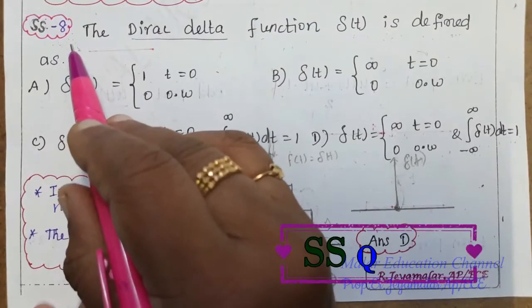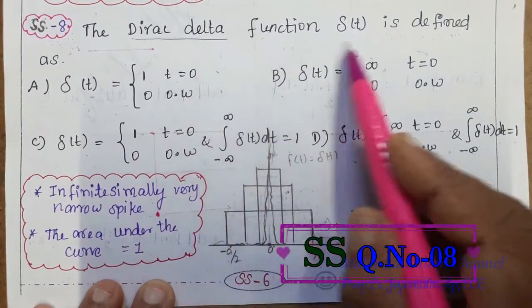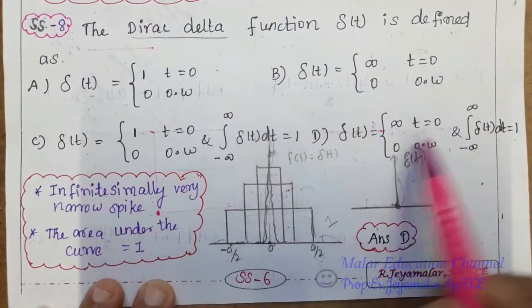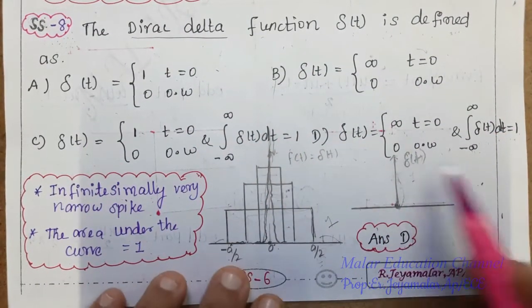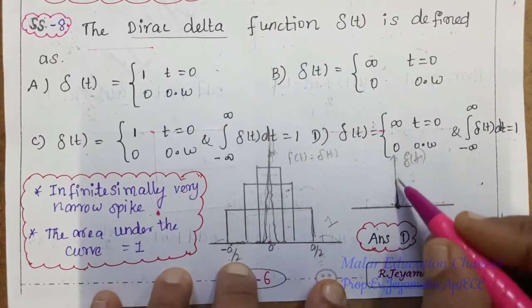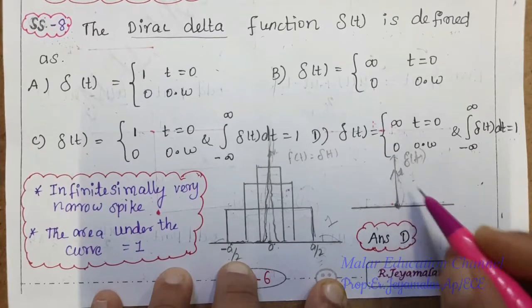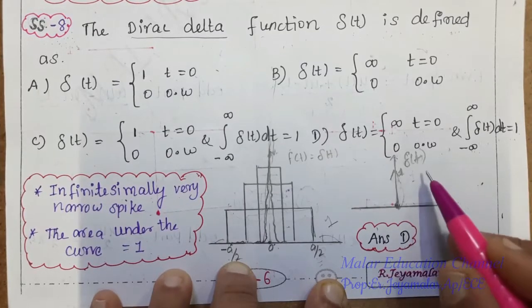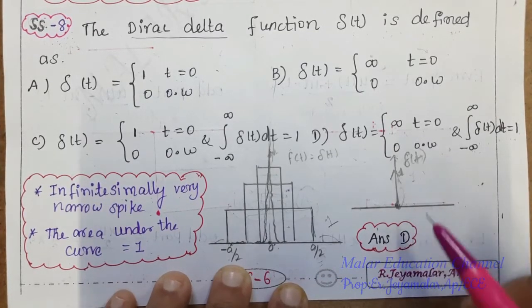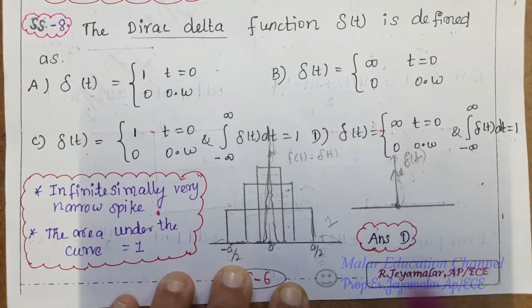Signals and systems, question number 8. The Dirac delta function del of t is defined, and 4 options are given. Let me check one by one. We know the delta function is the unit. Its value is unit at 0, and the remaining part is 0. See here, on the negative side as well as the positive side, they have some value. Always the area under the waveform is 1 only.